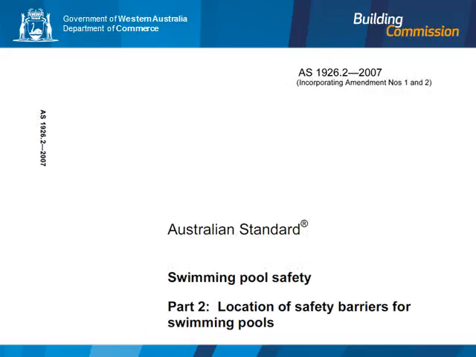Australian Standard 1926.2 is also referenced in the Building Code. It addresses the location requirements for pool barriers. It is important that you use the correct version, which is the 2007 edition incorporating Amendments 1 and 2.